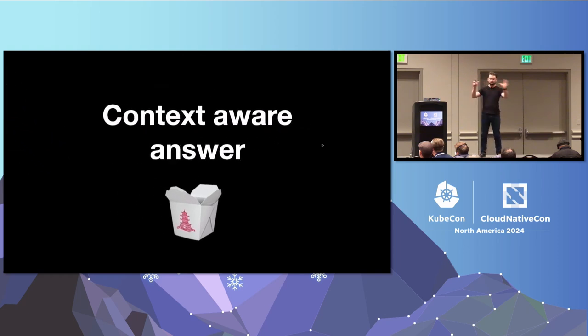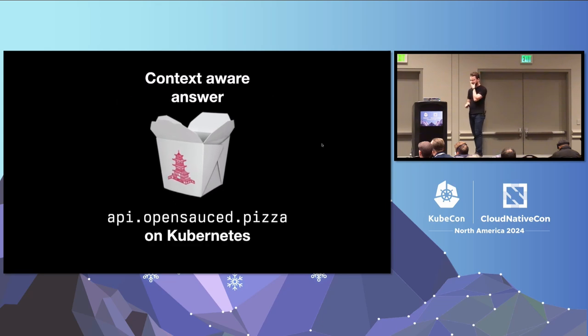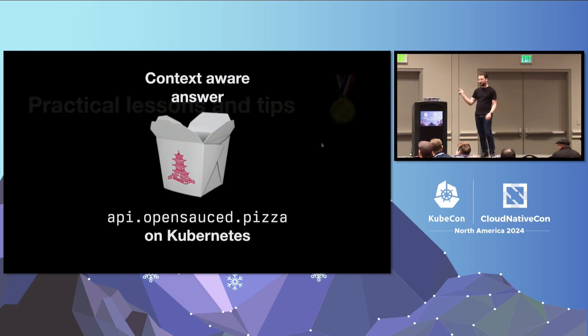So that's basically RAG 101 with our own Kubernetes platform on top of it. All of that sat on top of our API, which sat on api.opensauce.pizza, which was all within the Kubernetes stuff. And you might see where I'm going with this, thinking to the future.